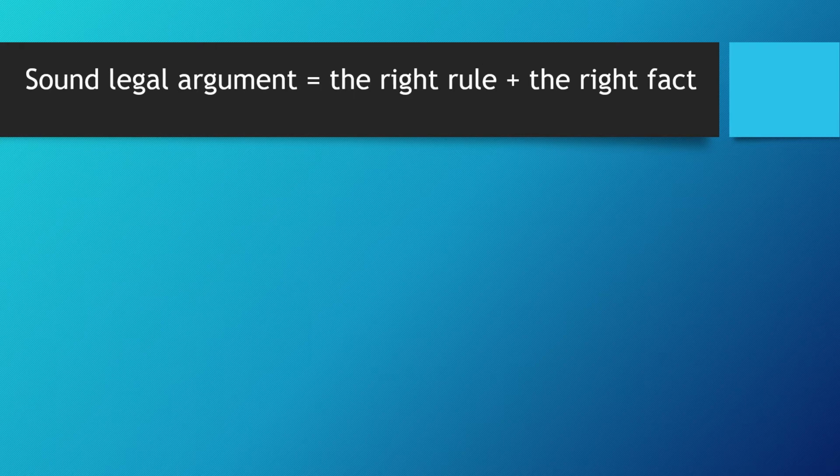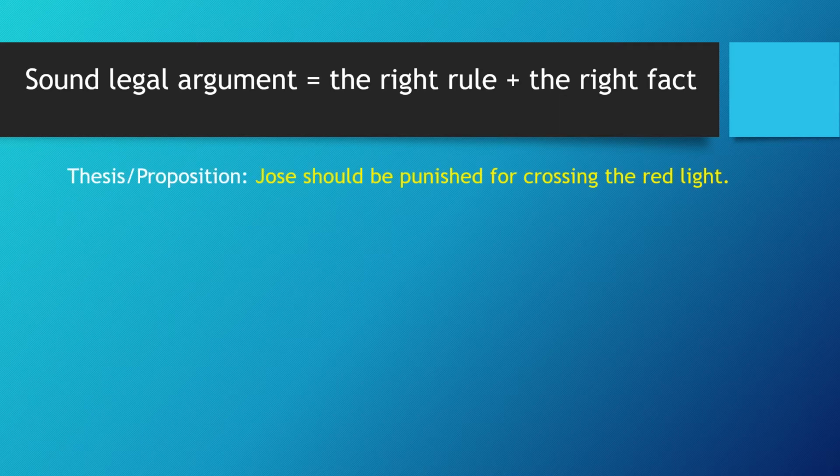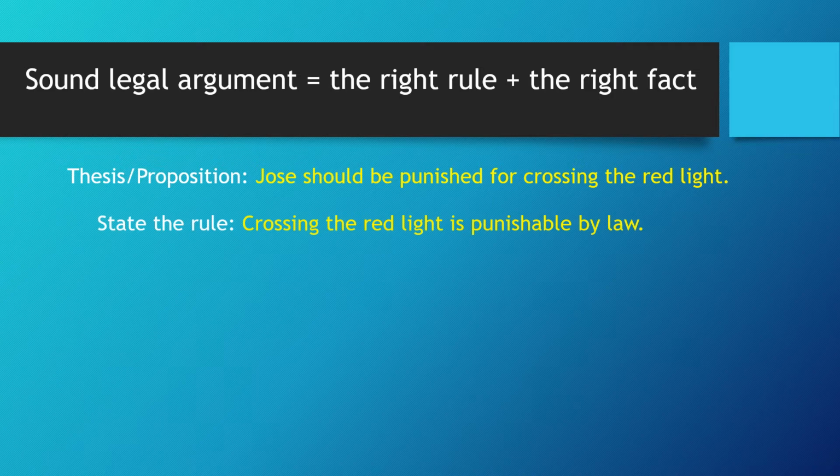Every sound legal argument is a combination of the right rule and the right fact. For example, what argument can you make if your thesis or proposition is that Jose should be punished for crossing the red light? First, you can state the rule that crossing the red light is punishable by law.